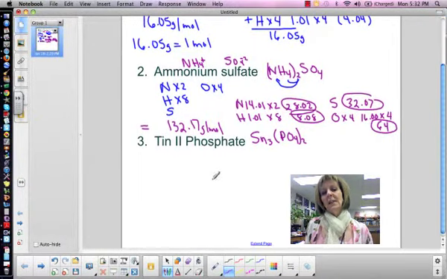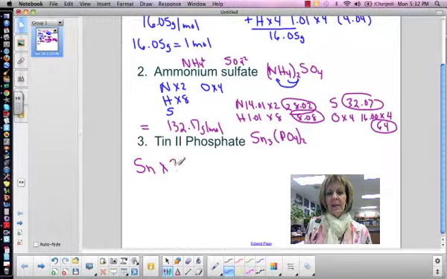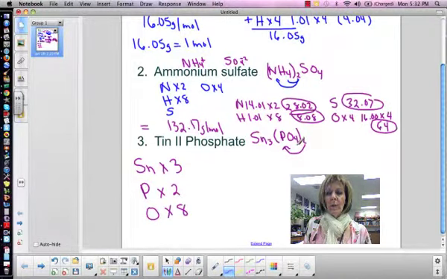Our last one is tin(II) phosphate. It looks like I'm going to need the mass of 3 tins in that formula, 1 phosphorus times 2, right? Because remember, I've got a parenthesis, so 2 times that, and then an oxygen times 8. You see that? Because I have 4 oxygens inside the parentheses and 2 on the outside, so oxygen times 8.